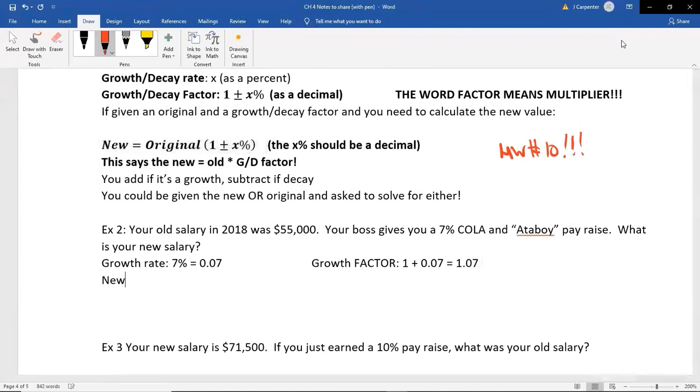So the new salary is the old salary times the growth factor. The old salary was the 55,000. I can type, I promise. 55,000 times 1.07. We can pull out our calculator.